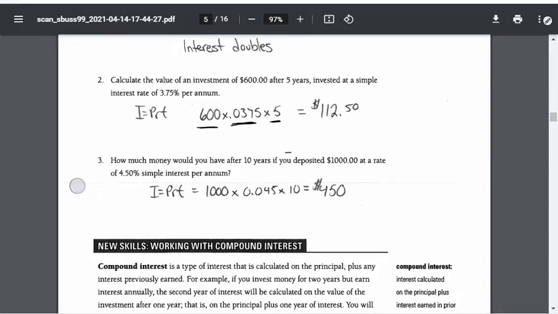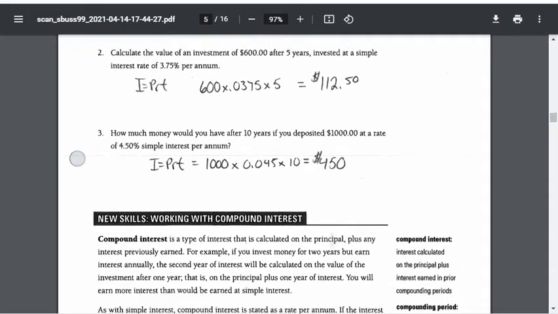Same thing here. Notice I times by 10 because it's over 10 years. So it's pretty straightforward. You're just basically taking a percentage, and the only difference here from before is that sometimes it's over 5 years, sometimes it's over 10 years, sometimes it's 2 years, and you have to multiply by how many years that is. Okay.